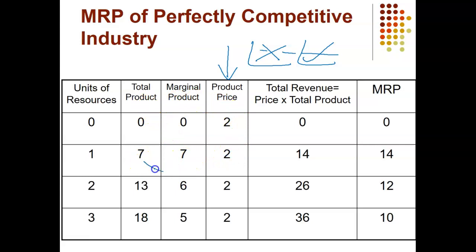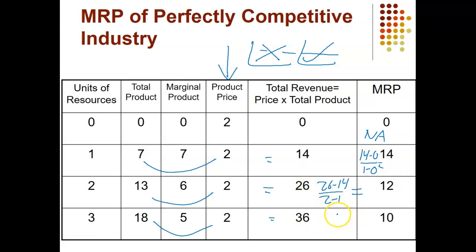So I get 7 times 2 equals 14. 13 times 2, 26. 18 times 2, 36. And I'm going to do the change. So for this one, not applicable. 14 minus 0 divided by 1 minus 0 equals 14. 26 minus 14 divided by 2 minus 1 equals 12. And so forth. 36 minus 26, and so forth and so forth.